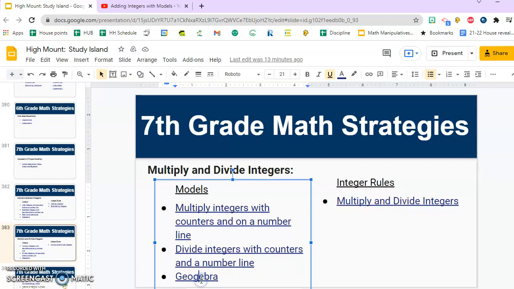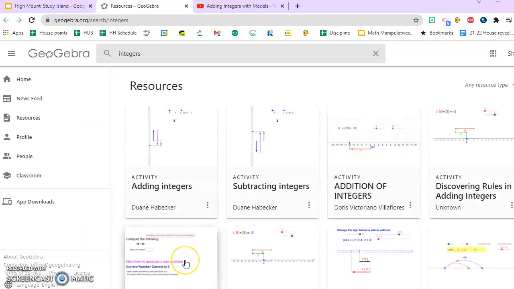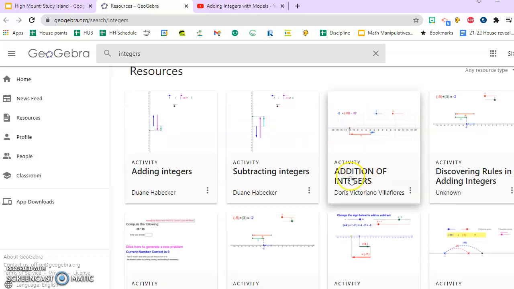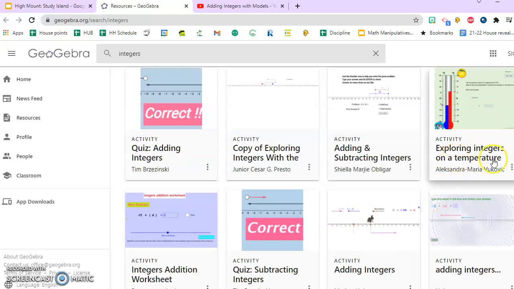Another resource that you'll see is this GeoGebra, and this is just an online resource that has lots of interactive things. You'll see some adding and subtracting integers, and these are things that you can email a link to, post on Google Classroom, or get to your students through a QR code, and they can practice and play around with how integer rules work. It shows them how it works on a number line. It will show some real world things with temperature.